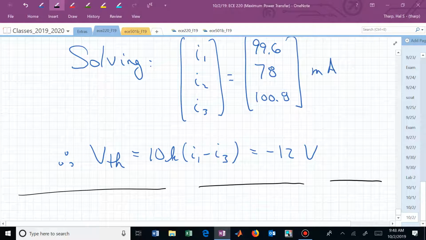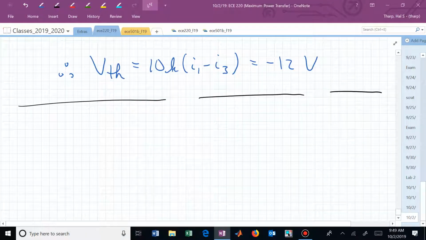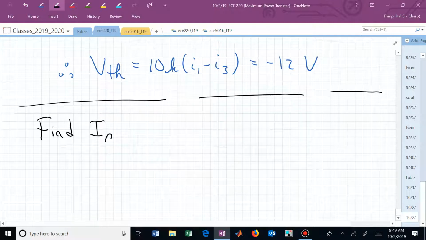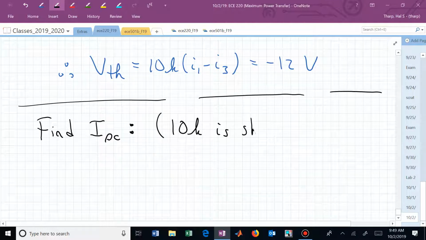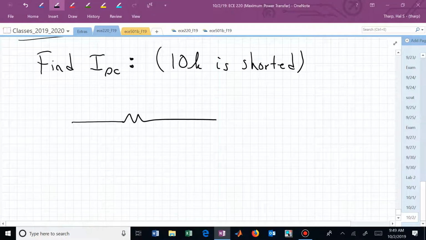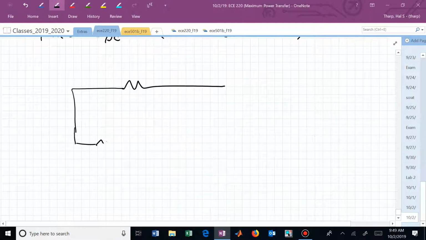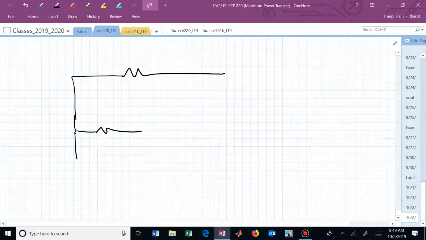If we're running laps, we've completed one. We've completed one of the two steps of this process. Now what do? We found VThevenin. Now we need I short circuit in order to compute RThevenin. And in this case, when we short terminals A and B, this 10K ohm resistor is now effectively shorted out. Or we now have our circuit looking as follows.